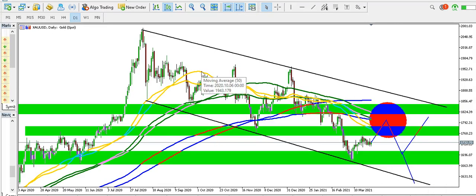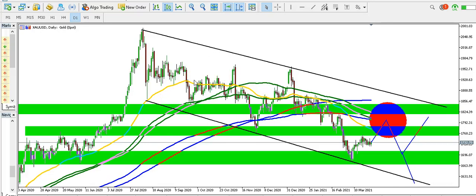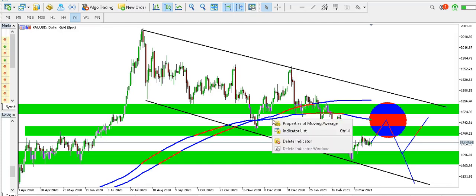Okay, so I'm done with the moving averages, I don't need them anymore, so I'm going to remove the moving averages.